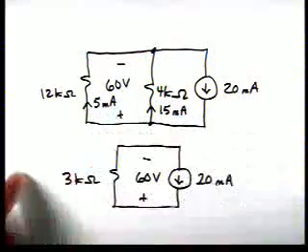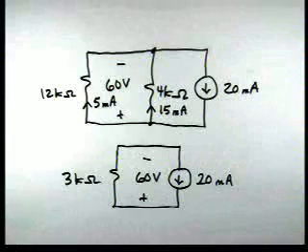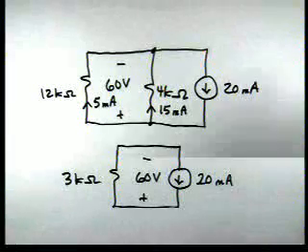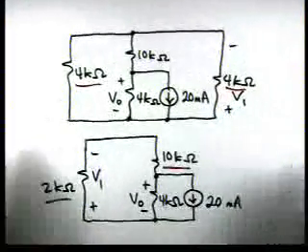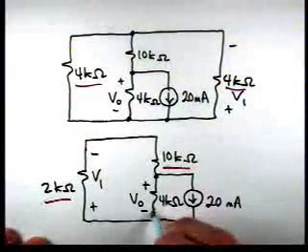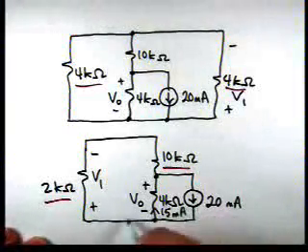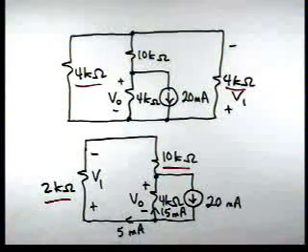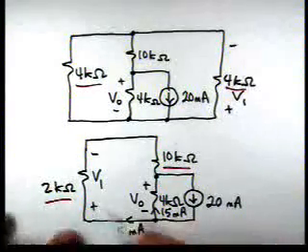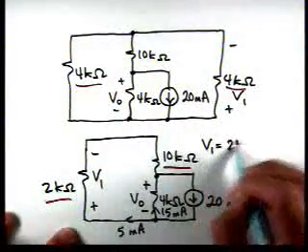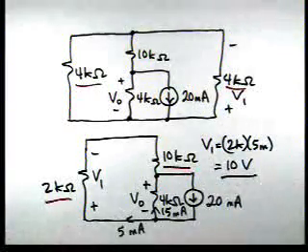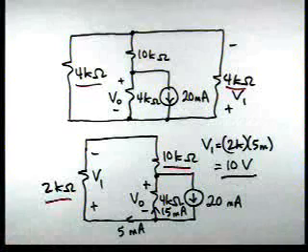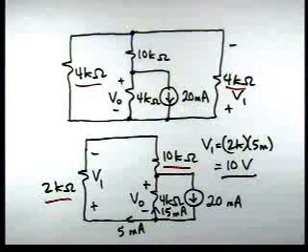This current is 5 milliamps. So now we're going to start backing back up through our circuit. Here this is 15 milliamps. This is 5 milliamps. So now V1 is 2K times 5 milliamps, or 10 volts. So there's V1. V1 is 10 volts.